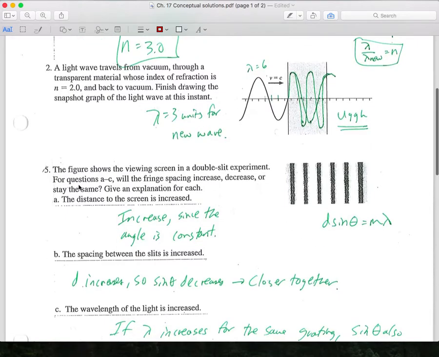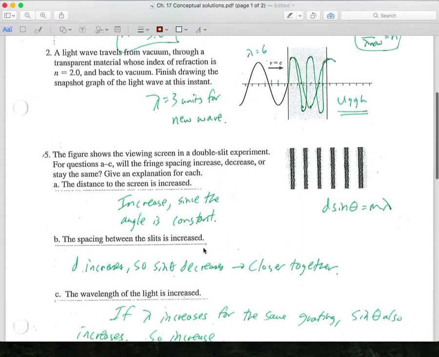Down here, it says this figure shows a double slit experiment for questions A through C. Will the fringe spacing increase, decrease, or stay the same? So here's my general formula for diffraction. And these are dark, bright, dark, bright, dark. So constructive interference, destructive, constructive, destructive, constructive, destructive. If the distance to the screen is increased, nothing about this is changing, so the angle is going to be the same. Well, if you've got a longer distance but the same angle, these fringes will get further apart.